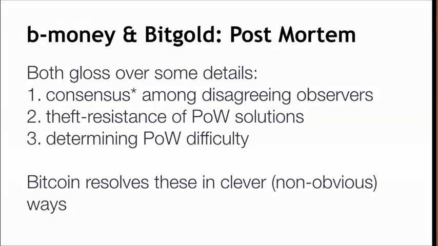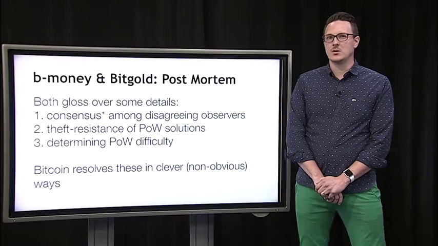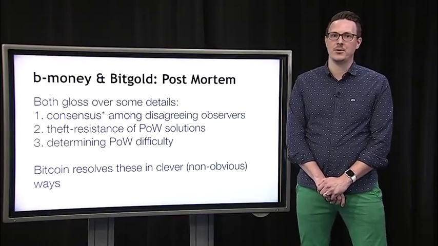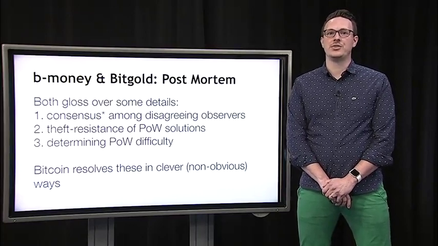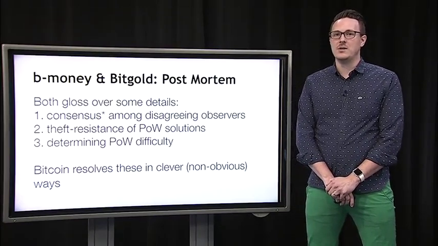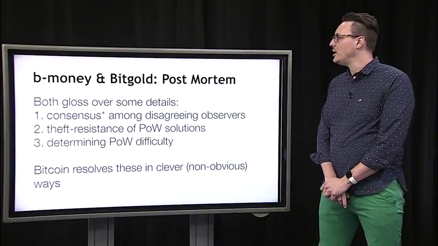B-Money and BitGold never took off. Both of them were just proposed; in B-Money's case, it was on a mailing list. In BitGold, it was across a series of blog posts. Neither of them were implemented directly. And because they were blog posts and not full specifications, not as detailed as, for example, the Bitcoin white paper, and there was no code to go along with it, the blog posts sort of gloss over a couple of issues that may be solvable, may not be solvable.